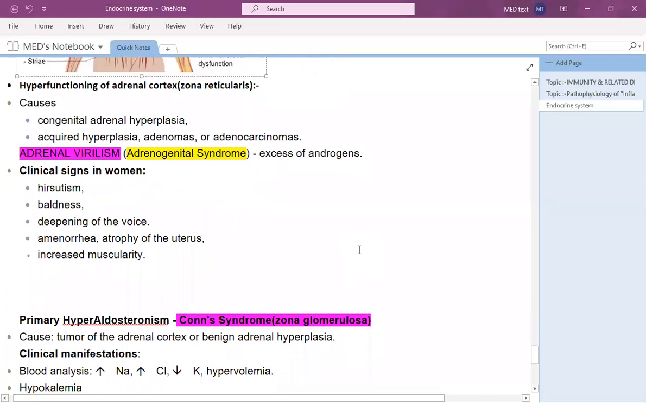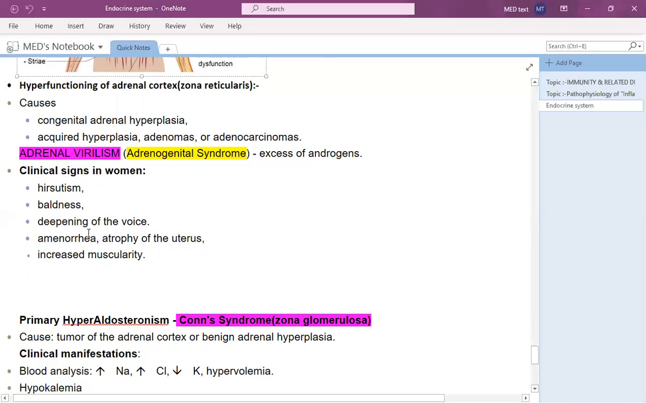Now, what will happen if there is hyperfunctioning of the adrenal cortex, zona reticularis? As already mentioned, zona reticularis will produce androgens, so there will be adrenal virilism, that is excess of androgens. The main cause is that it can be congenital or it can be acquired. So it is mainly concerned with signs like hirsutism, excessive development of hair on the body parts, baldness in women, hirsutism. These are all the characteristics in women.